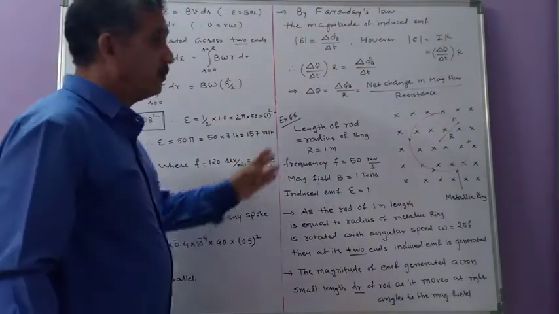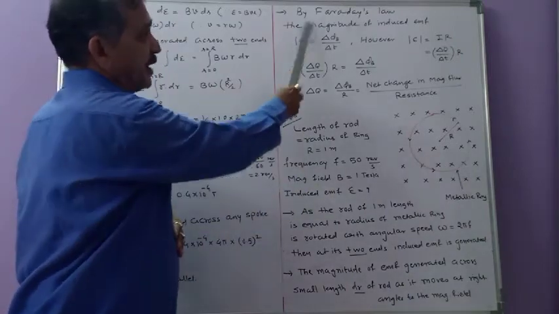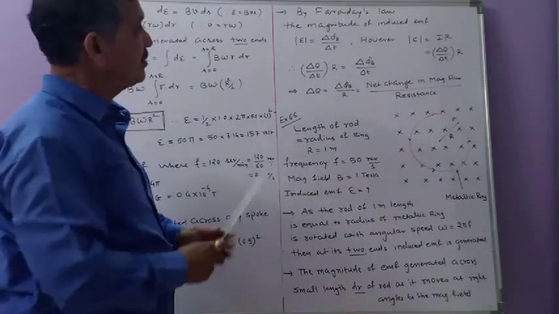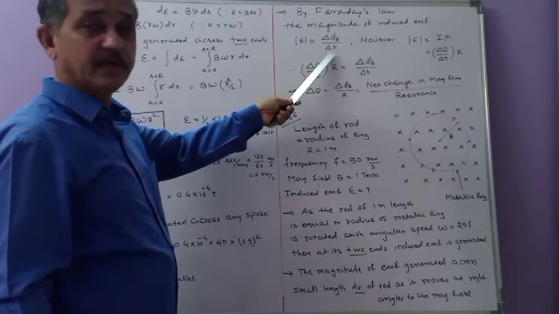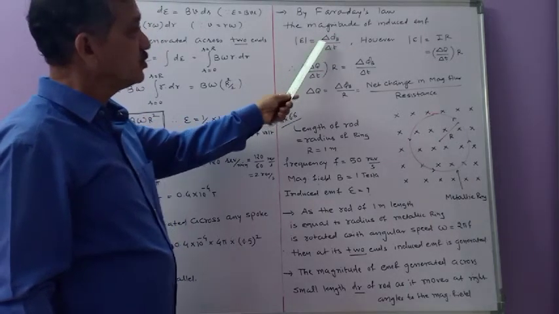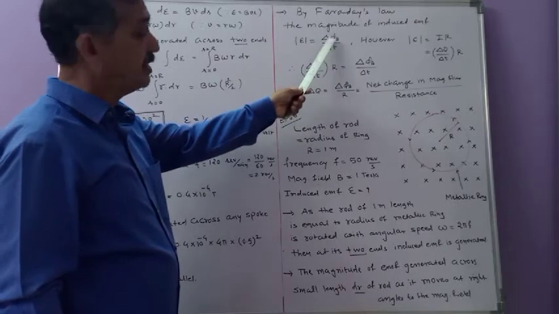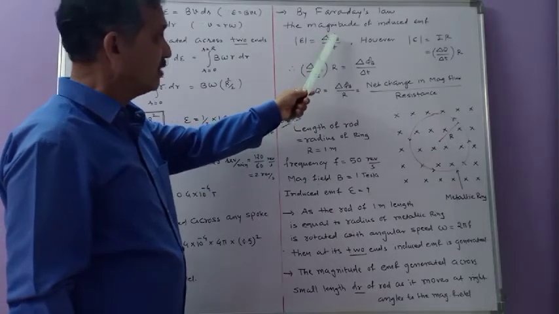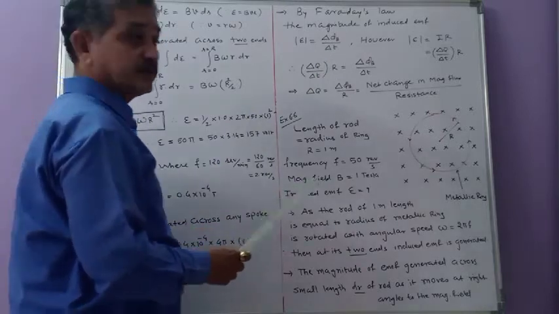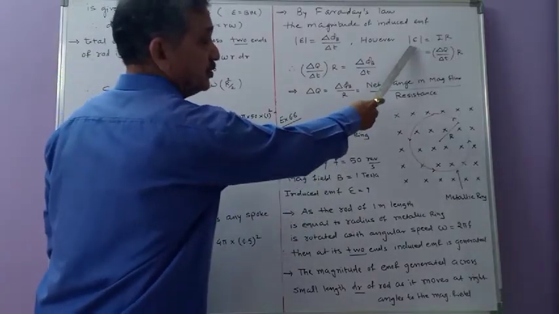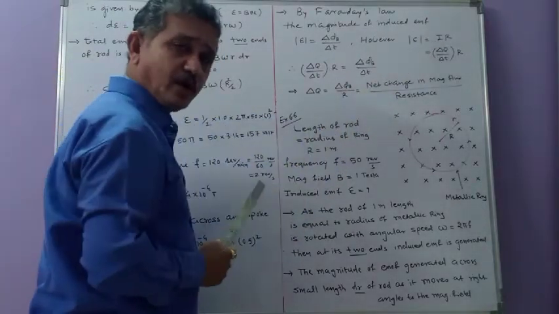Let us see the proof of that equation. By Faraday's law, the magnitude of induced EMF E equal to minus delta phi B upon delta t. So magnitude is modulus of delta phi B upon delta t, where delta phi B is change in magnetic flux and delta t is the time interval during which that change of magnetic flux happens. But according to Ohm's law, this induced EMF equal to I into R.